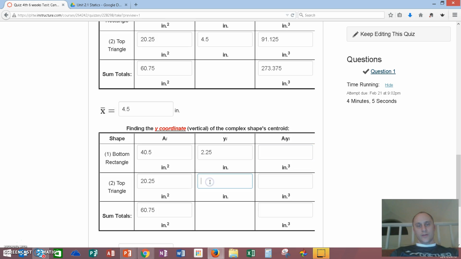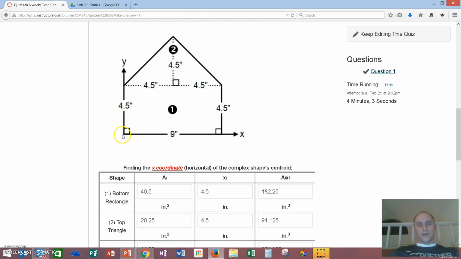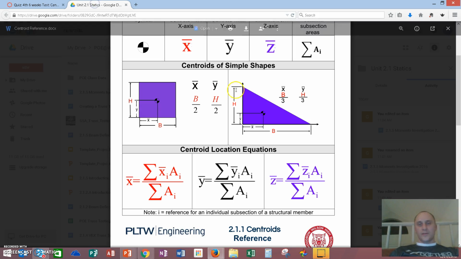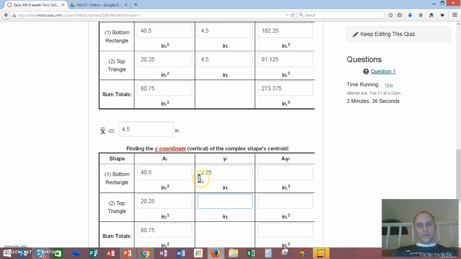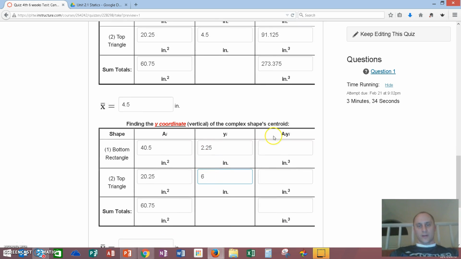Now, the triangle, this is the trickiest part of the whole problem. We need to go not just up here and use a new origin. We're going to start right here and go, this is 4.5 inches. And then my reference tells me right here that the y location of the centroid for a triangle is 1/3 of the height. So I just move myself back over here and go 1/3 of the height here is 1.5. So 1.5 plus 4.5 is 6. So all we have to do is plug in the number 6, come do some math.